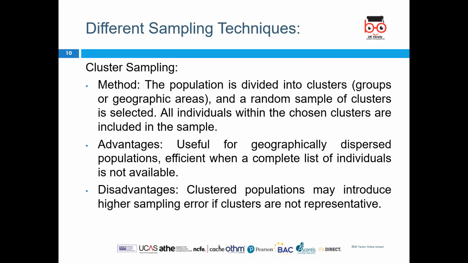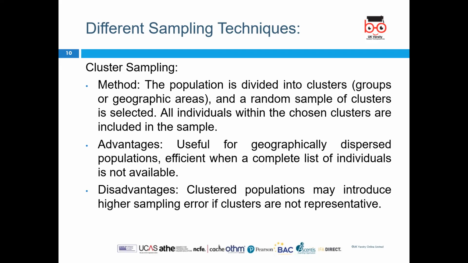Next we look into cluster sampling. In this, the population is divided into clusters, for example, groups or geographic areas, and a random sample of clusters is selected. All individuals within the chosen clusters are included in the sample. The cluster can be a geographic division or various groups, for example, gender. It is useful for geographically dispersed populations and efficient when a complete list of individuals is not available. That is when cluster sampling is useful.